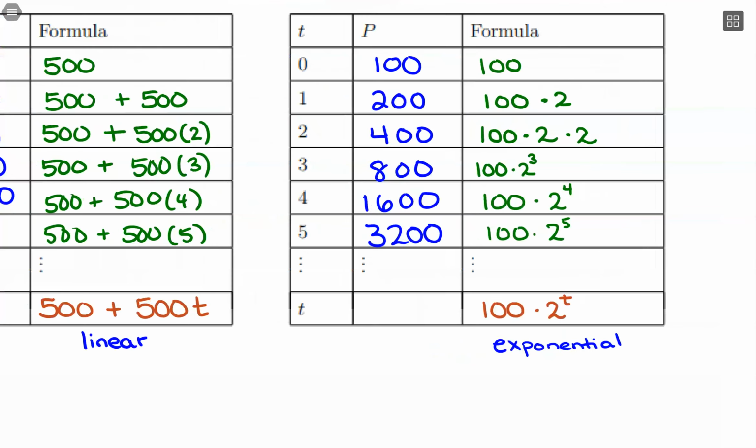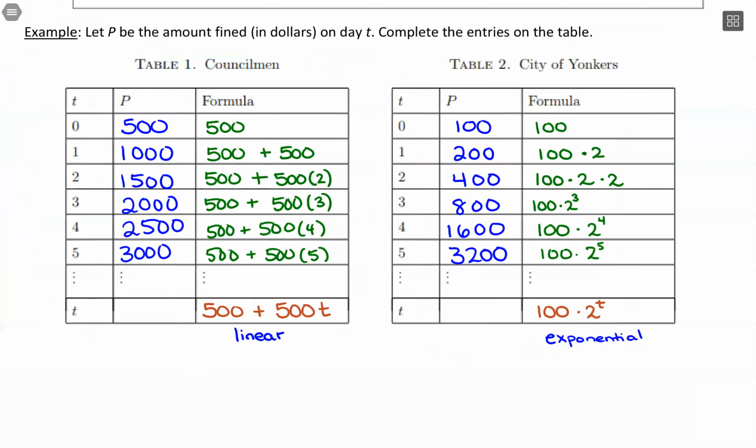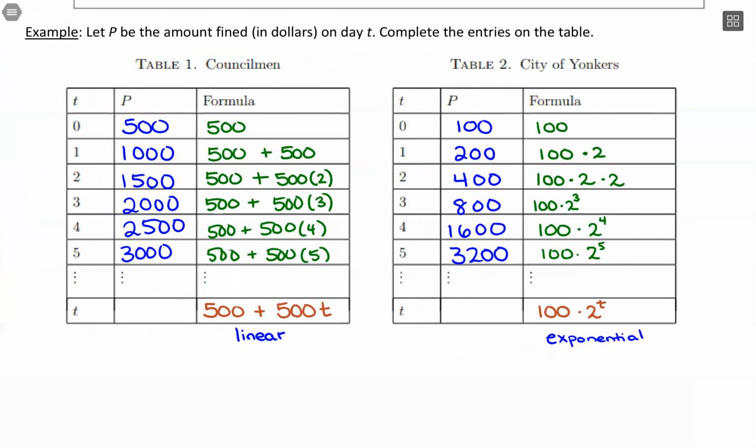So if we just compare these two graphs or charts, we can see the councilmen are starting with a larger fine, and it seems to grow by a lot, like $500 being added on every single day. But what you can see with the city of Yonkers is it starts at a much lower value, that $100, but by the time they reach day 5, they're pretty close in owing the same amount.